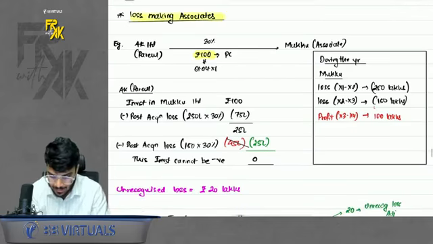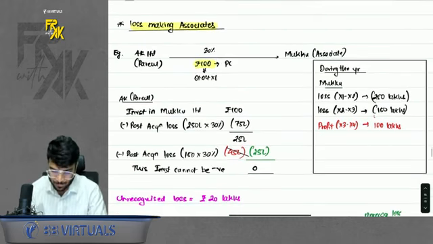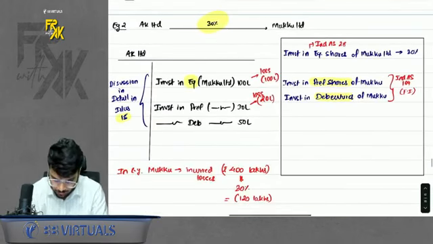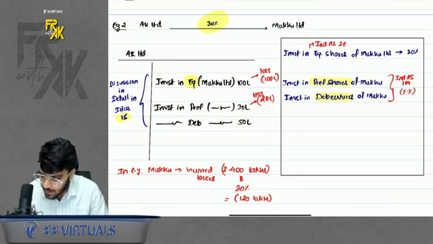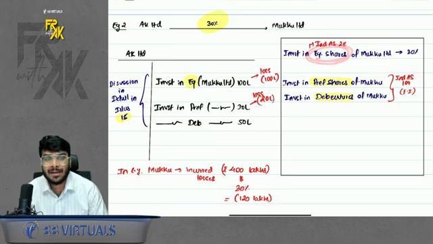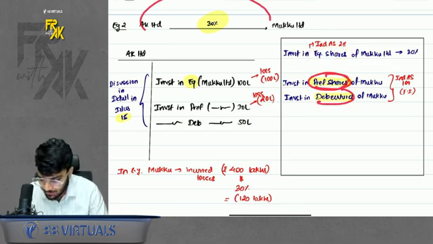Loss making associates. Now what is the meaning of loss making associates? New concept. Let's discuss the relevant part only. Let's say I have 30% investment in Mukku Limited. When I say I have investment, that means I have investment in equity shares. But it is possible in the same associate, I might have investment in preference also, I might have debentures also.